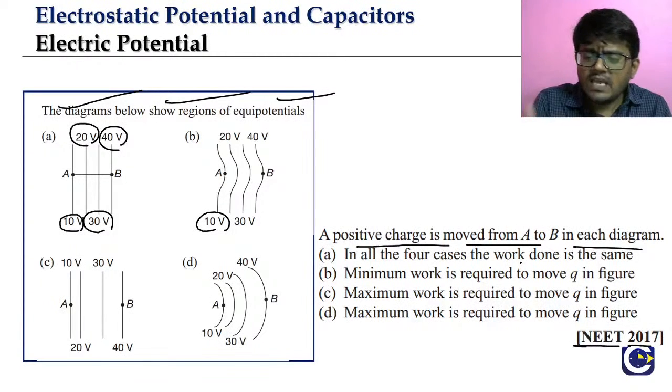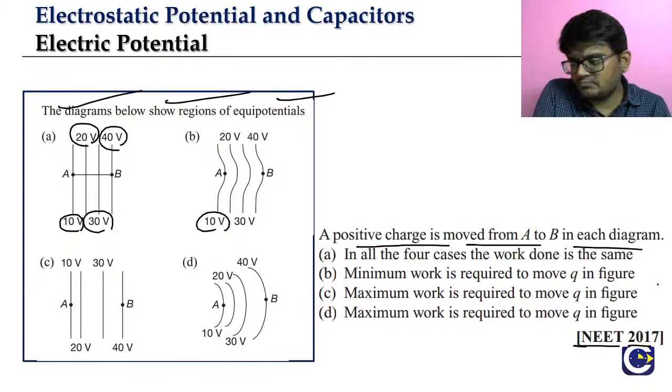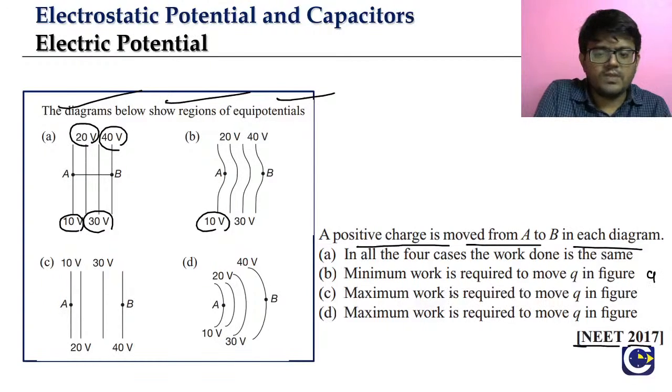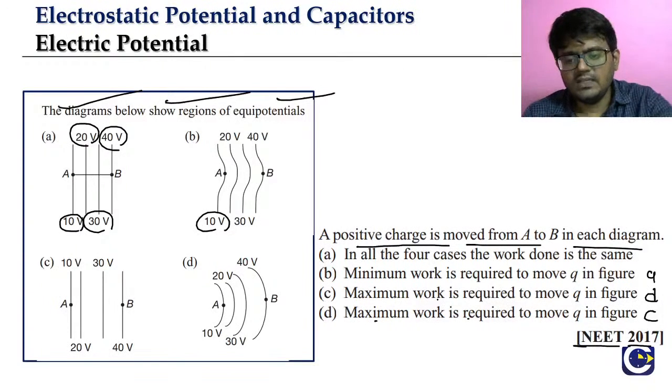Option B, they are saying minimum work is required to move Q in figure A. Option C, maximum work is required to move Q in figure B. Option D, maximum work is required to move Q in figure C. These are the four options. So we have to comment on what is to be done.